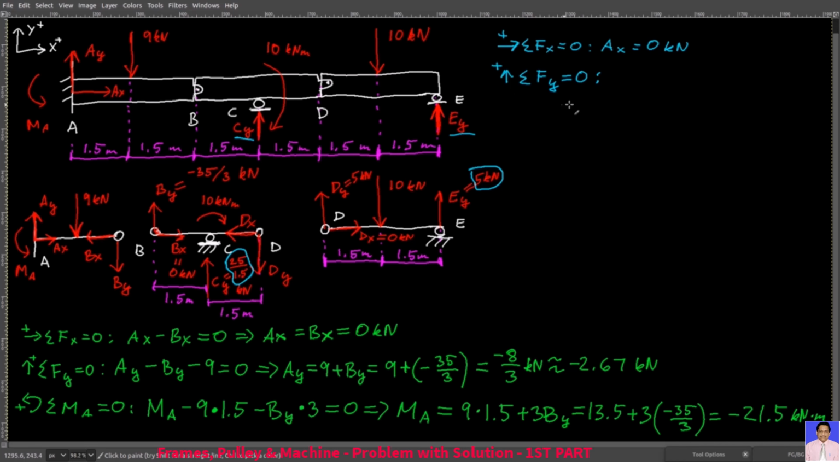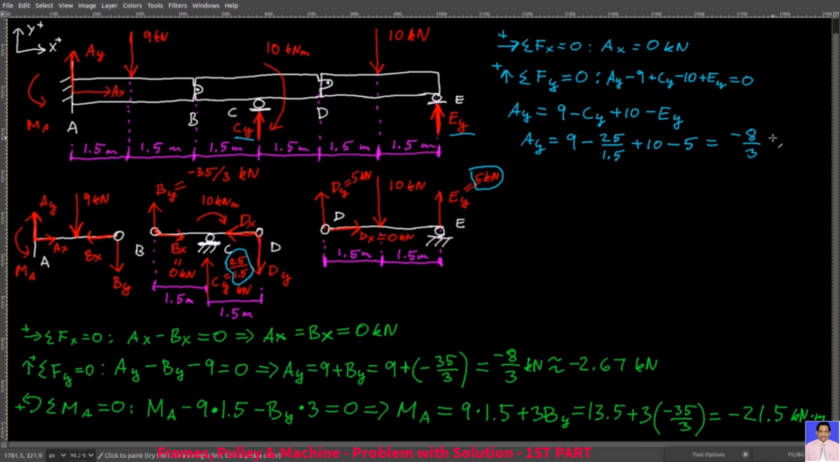Then the sum of the forces in the y direction, that's this equation. So you can write that Ay equals 9 minus Cy plus 10 minus Ey. So you have 9 minus, and then Cy was 25 over 1.5, plus 10 minus 5, and 5 was Ey. And so you get minus 8 over 3 kilonewtons.